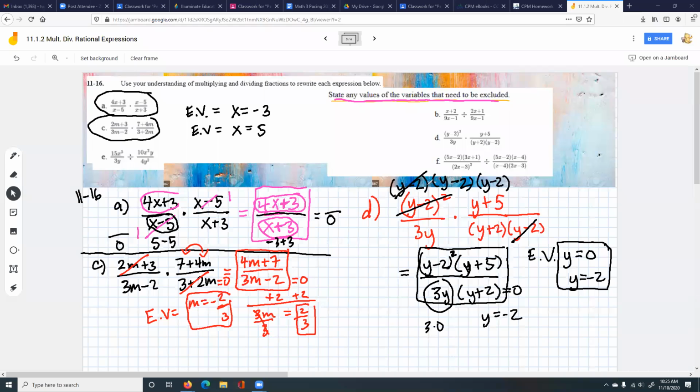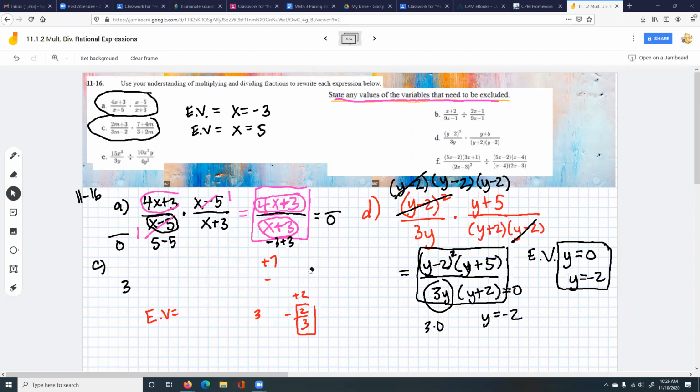So instead of just y minus 2 times y minus 2, it should have been y minus 2 times y minus 2 times y minus 2. So there's 2 of them, and I still can't cancel one of them with this because this is a minus and that's a plus. All right, thank you. And you know what? I'll just go ahead and erase all this stuff. And so that's there.